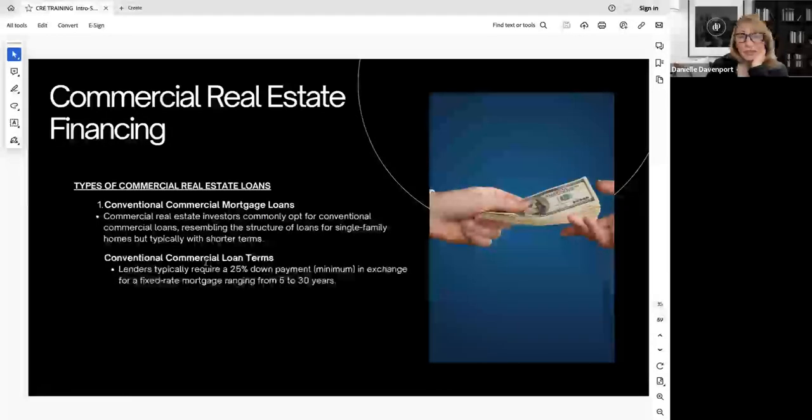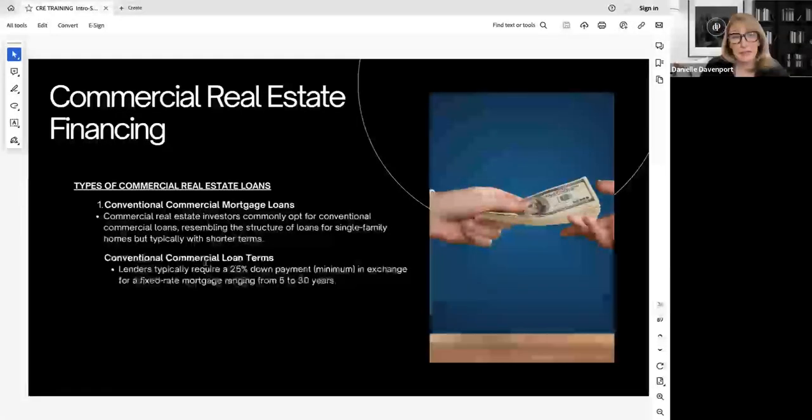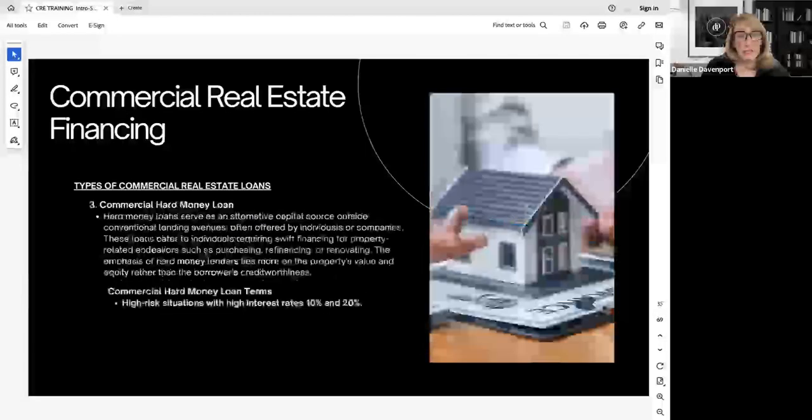And there's different types of loans. There's a conventional commercial loan, but typically these are shorter term, and those commercial loans require a significant amount down, usually 30 to 40%, sometimes 25. So a little bit different than residential.